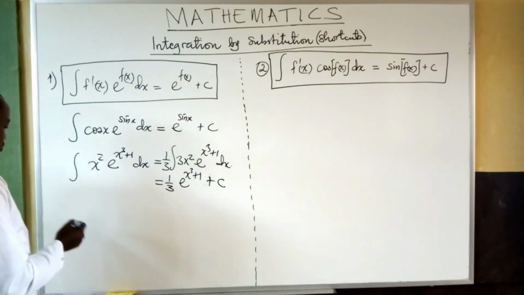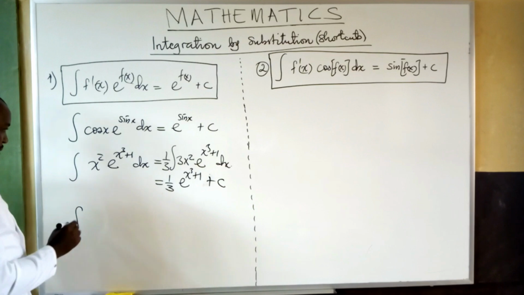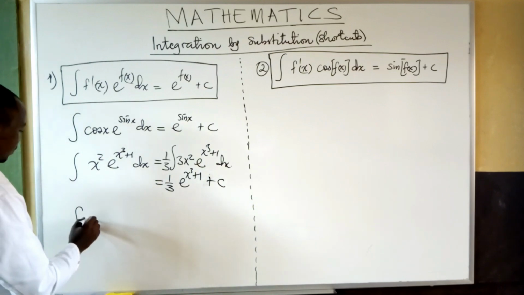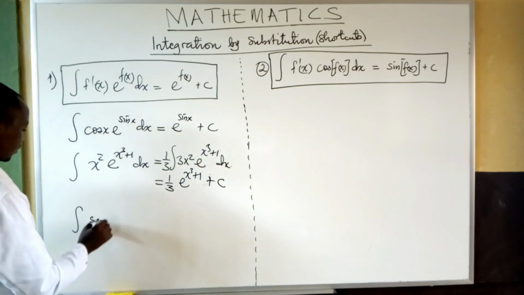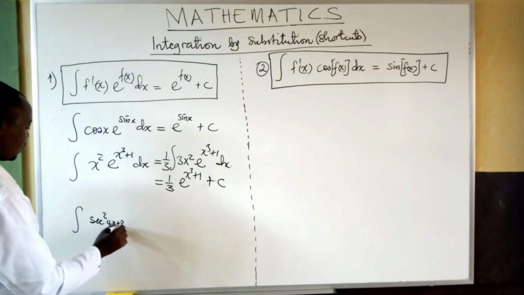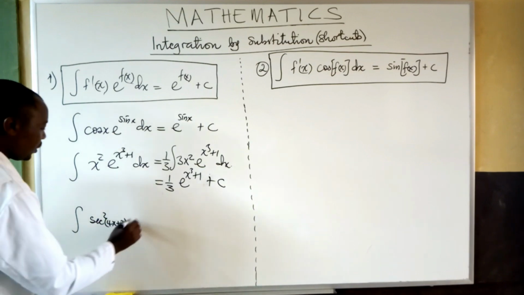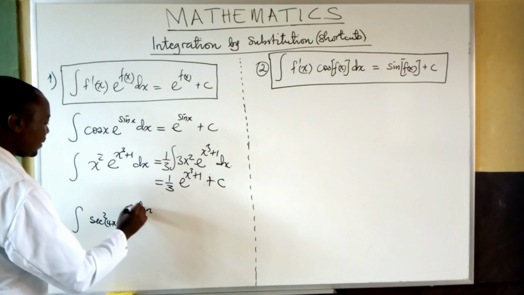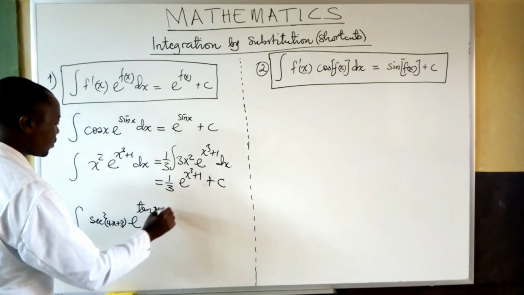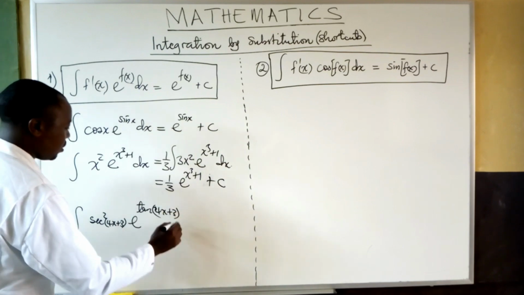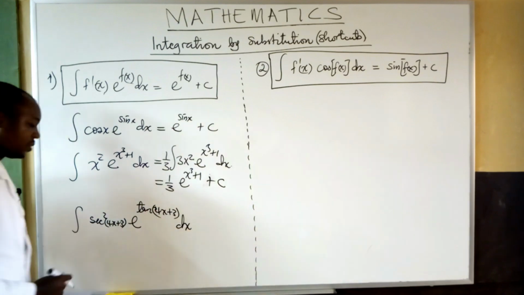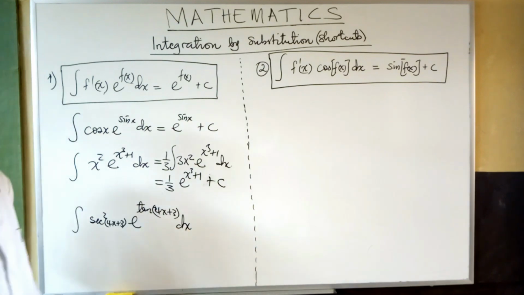Maybe you would want to try this one: integral of, let us say, sec squared of 4x plus 3, e to the tan of 4x plus 3, all that dx. You can try this and see whether you would get the answer.